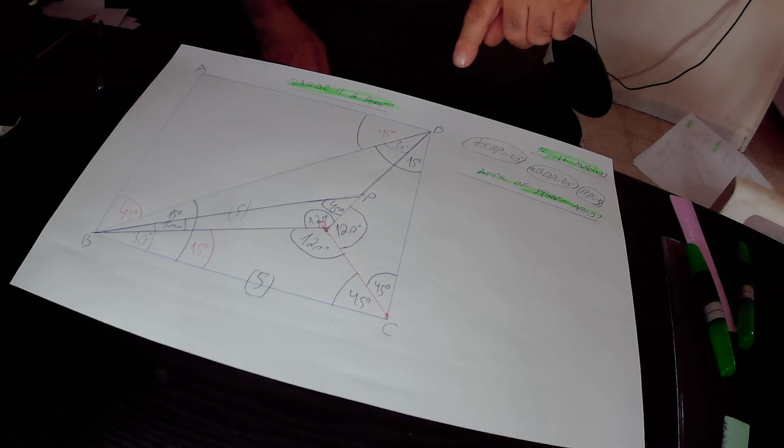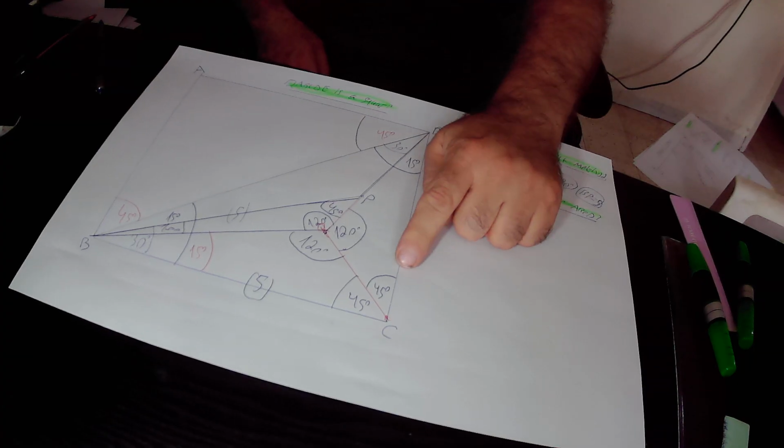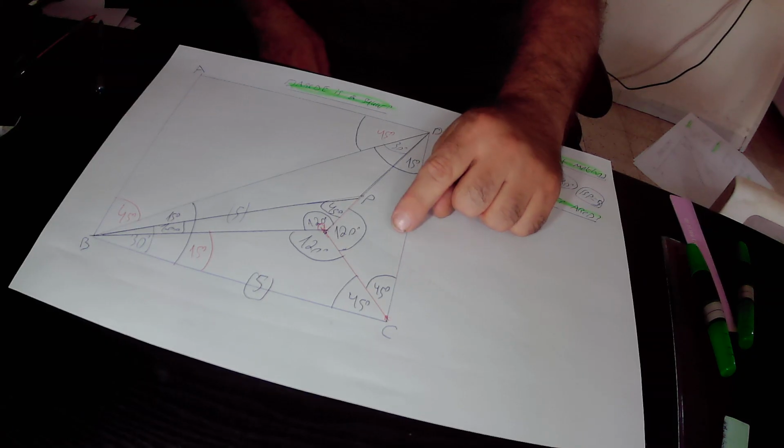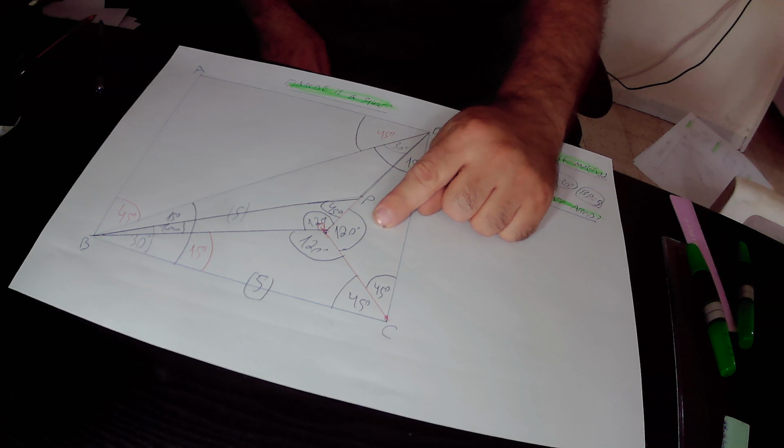By doing this construction, we created triangle DQC. In triangle DQC, this angle equals 15 degrees, this angle equals 45 degrees. 15 plus 45 is 60 degrees. Therefore, this third angle must be equal to 120 degrees inside, according to the rule that says that the sum of the angles in any triangle is equal to 180 degrees.